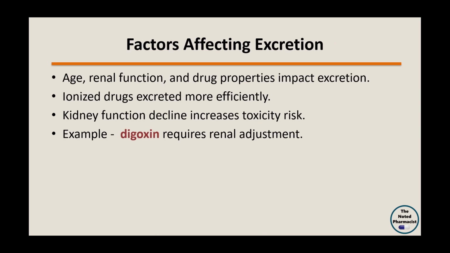Factors influencing excretion include age, renal function, and drug properties such as molecular size and protein binding. For example, reduced renal function in elderly patients can lead to decreased drug clearance, increasing the risk of toxicity. Drugs like gentamicin and digoxin are renally excreted, requiring dose adjustments in patients with compromised kidney function to avoid accumulation. Additionally, ionized, water-soluble drugs, for example, penicillin, are typically excreted more efficiently than lipid-soluble compounds.